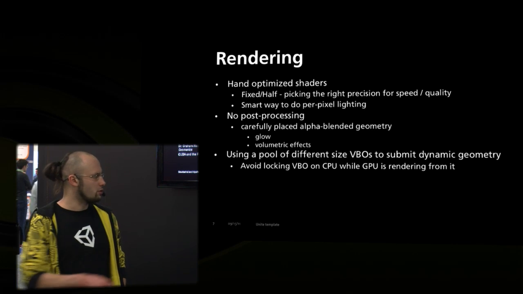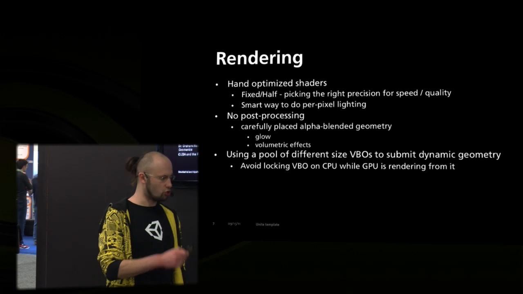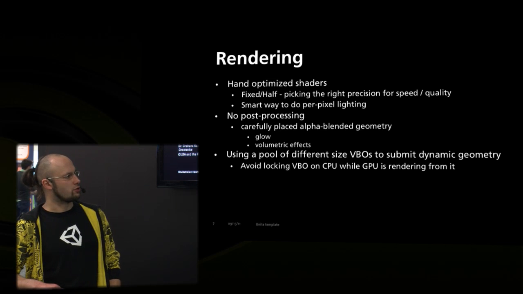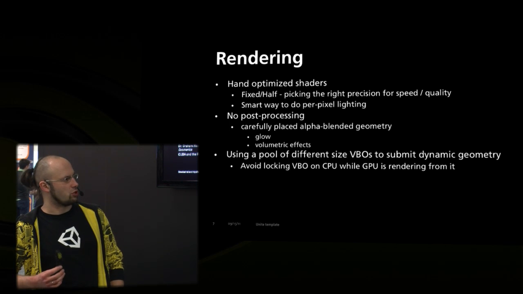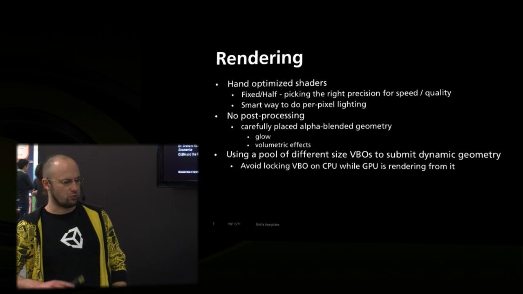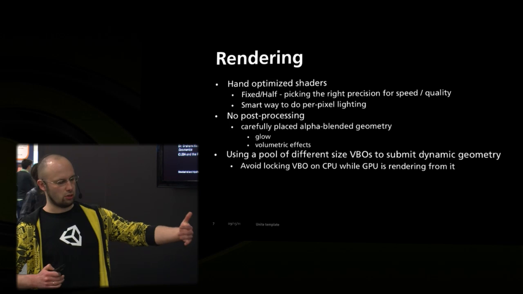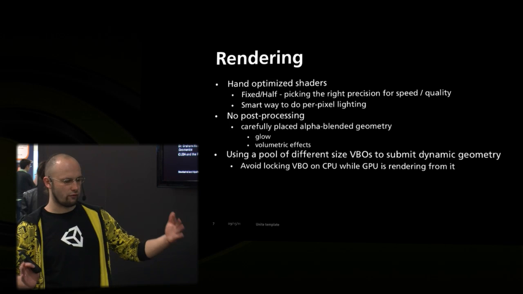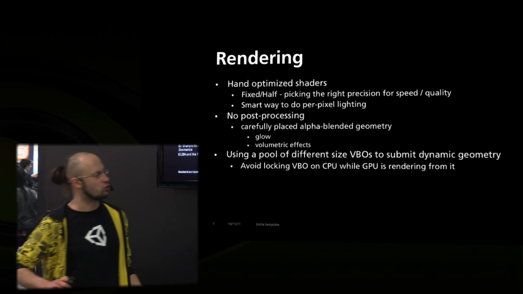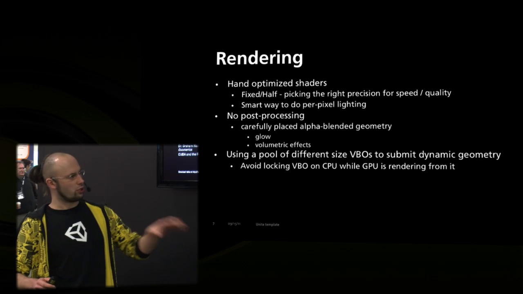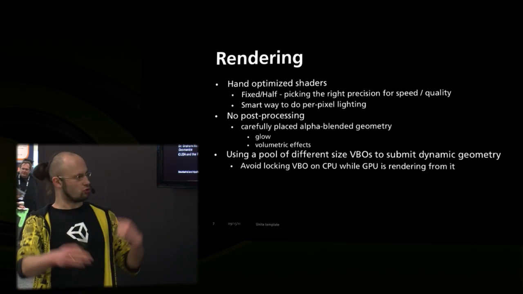The one thing when submitting geometry to the GPU is that if you both read and write into the same VBO from the CPU side and from the GPU side, the GPU will be stalling. So we have a pool of VBOs because we have quite a lot of dynamic geometry. What we do is we pre-allocate a bunch of VBOs and we rotate them.